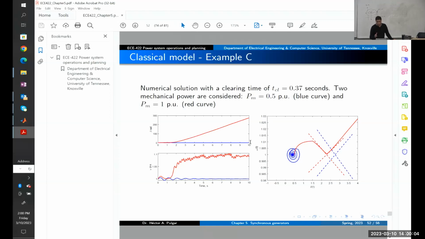But here also, I consider, what if the mechanical power is higher now? And I put, instead of 0.5 per unit, I put 1 per unit. Using the same clearing time, and this is what we got. In that case, because you have more mechanical power, the machine lost rotor angle stability for that clearing time. So everything that we have done so far needs to be subject to what is the operating point. If you have more mechanical power from the machine, probably that stability margin will get diminished. It will get reduced. So we need to be careful with that.